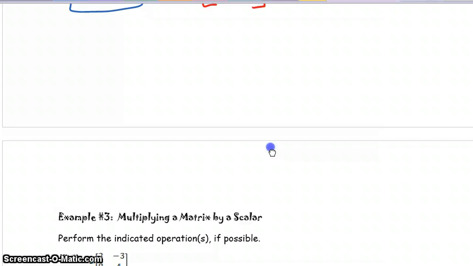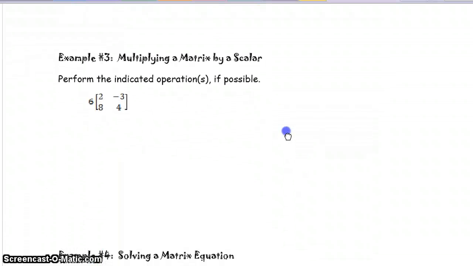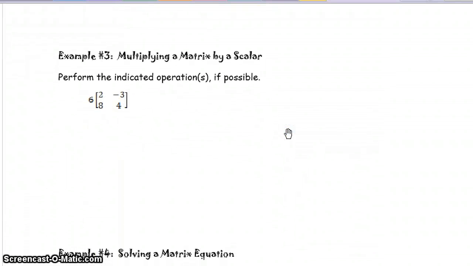Let's go on to example 3, where we multiply a matrix by a scalar. A scalar just means a number on the outside of the matrix. For example, 6 in this case is our scalar. So all you do is pretend like you are distributing. So you distribute the number 6 to every entry inside of the matrix.